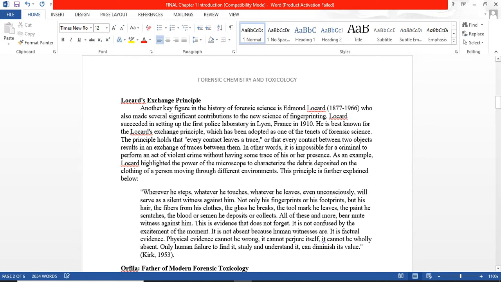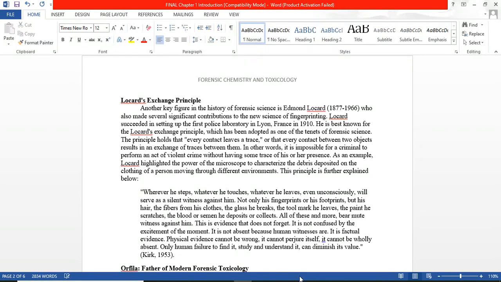So, I will read it before I explain. Wherever he steps, whatever he touches, whatever he leaves, even unconsciously, will serve as a silent witness against him. Not only his fingerprints or his footprints, but his hair, the fibers from his clothes, the glass he breaks, the tool marks he leaves, the paint he scratches, the blood or the semen he deposits or collects. All of these and more bear mute witness against him.